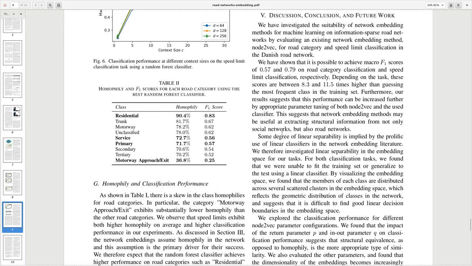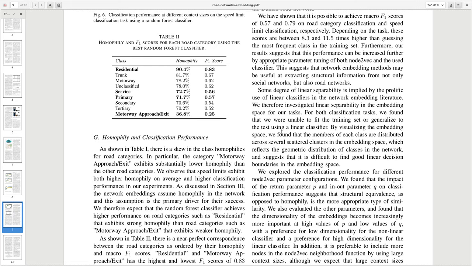They suggest that network embedding methods may be useful at extracting structural information not only from social networks but also from road networks. Some degree of linear separability is implied by the prolific use of linear classifiers in the network embedding literature. We therefore investigated the linear separability of the embedding space for both our tasks. We found that we were unable to fit the training set or generalize to the test set with a linear classifier. By visualizing the embedding space, we found that the members of each class are distributed across several scattered clusters in the embedding space, which reflects the geometric distribution of classes in the network, and suggests that it is difficult to find good linear decision boundaries in the embedded space.